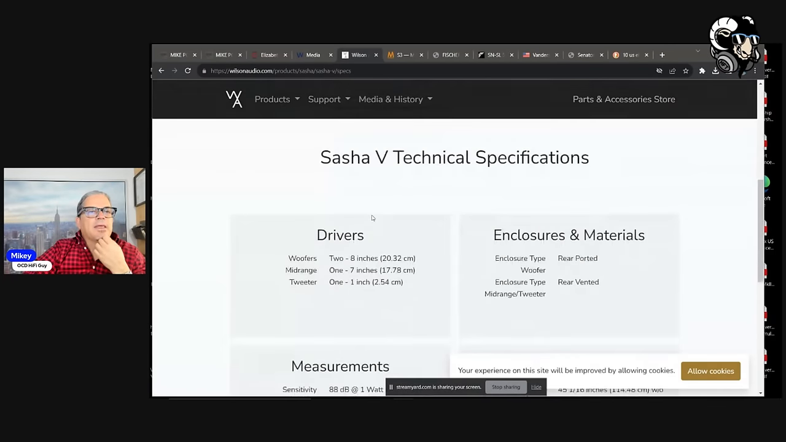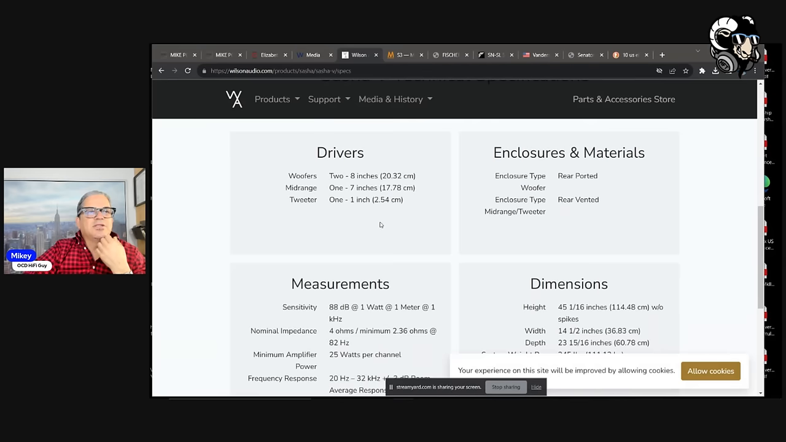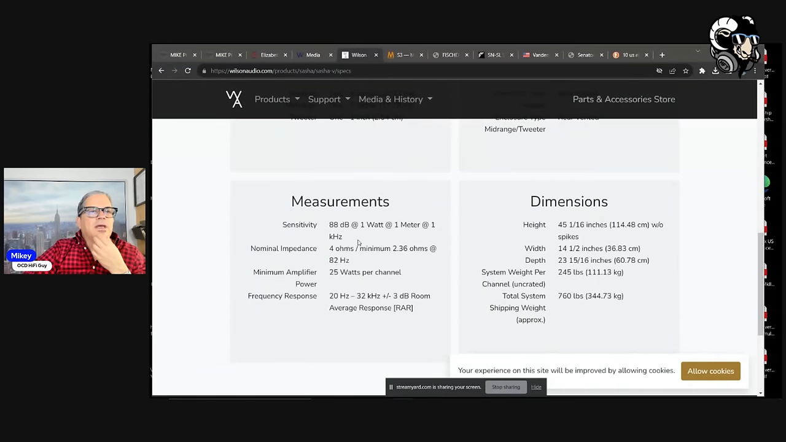We'll go to the spec. And we've got, again, 2 8-inch woofers, 1 7-inch woofer, 1 tweeter, rear ported. 88 dB sensitivity at 4 ohms, and 82 hertz. Minimum is 2.36 ohms. So this tells us this is kind of a hard speaker to drive. At 82 hertz, you dip down. This is a reactive load. Something like a MagnaPan doesn't even vary from 4 ohms. Doesn't matter what you play through it. It goes from 4 ohms to maybe 3.6 ohms. This goes from 4 ohms to 2.3 ohms, which is a reactive load. That's tough for an amplifier to push. That's why you need these huge amplifiers to handle this kind of speaker.